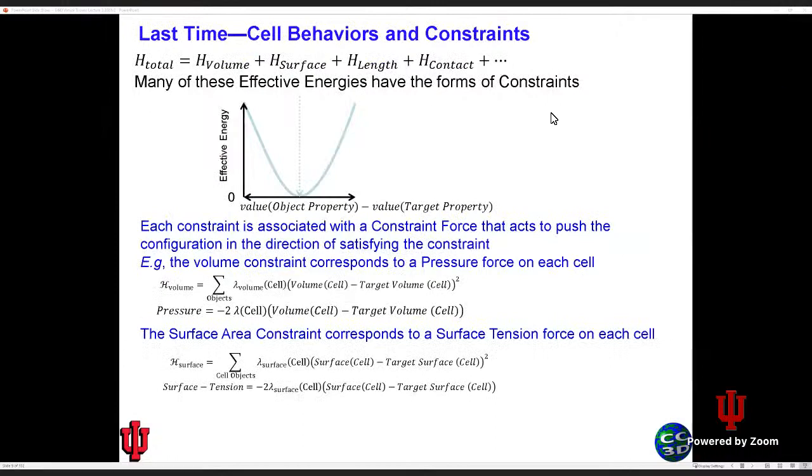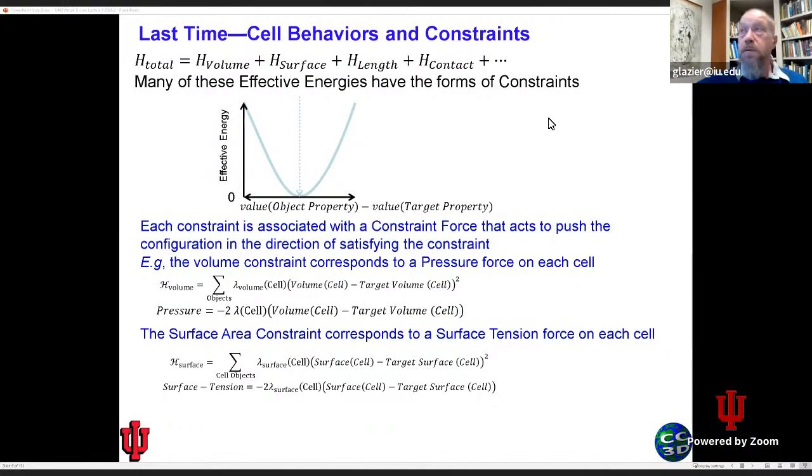So, again, when we're going to implement some of these behaviors, we'll often use the form of a constraint. A constraint has this very generalized form of the actual value of some property of an object minus the target value. And we typically take the difference squared. And that gives us what's called an elastic constraint, a parabolic constraint. And a constraint is associated with a constraint force that pushes the configuration back towards this 0 point. That is where the object property and the target property are equal to each other.